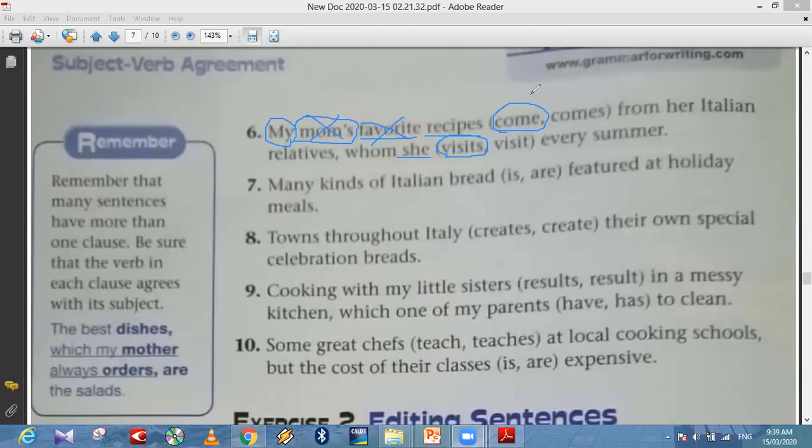For the next one, many kinds of Italian bread is or are featured at holiday meals. We have kinds is the simple subject. Yes, many kinds. Why not bread? Because it's an object of preposition. Yes, this is the object of that prepositional phrase that started by of. So this is not the simple subject. So kinds, plural noun. So we use are. Thank you so much.